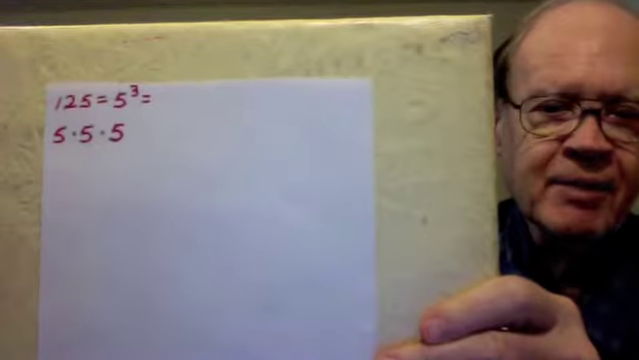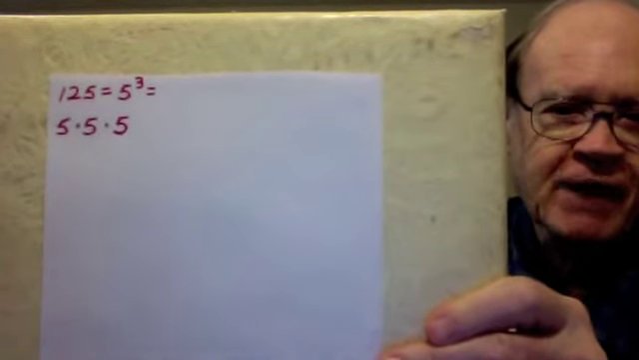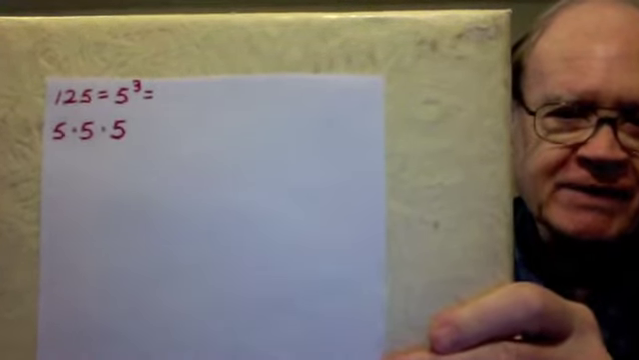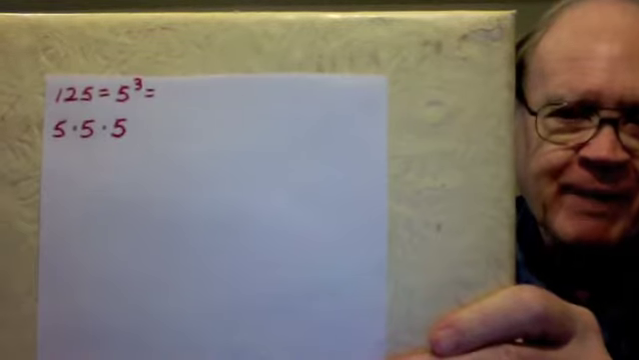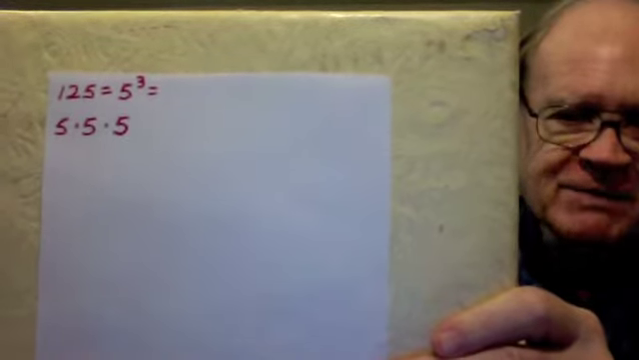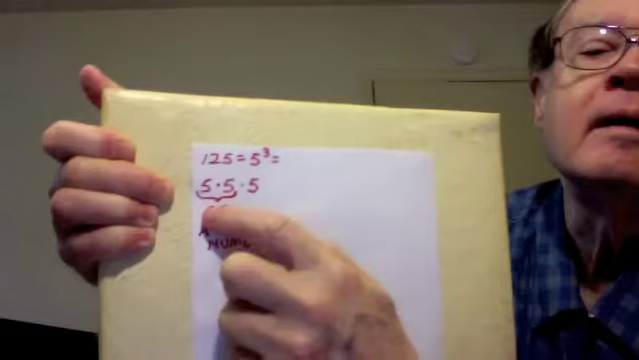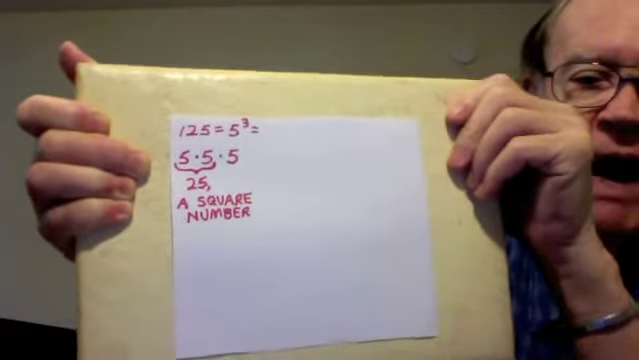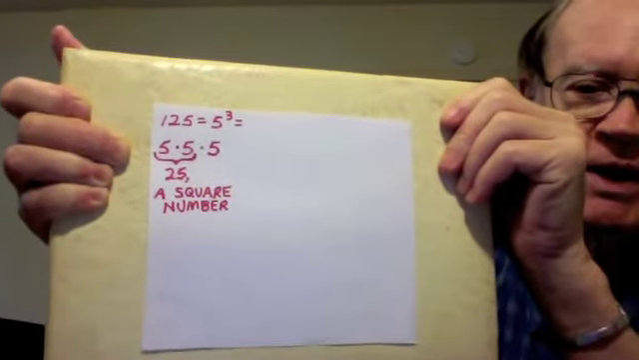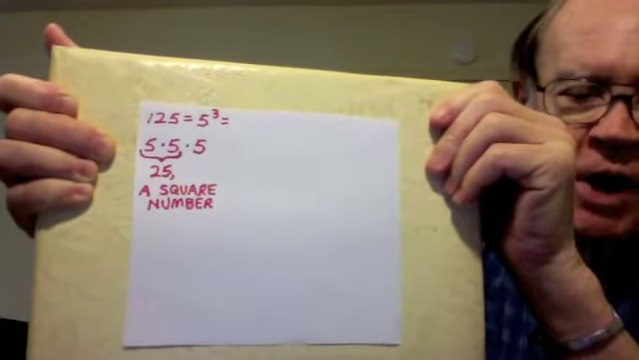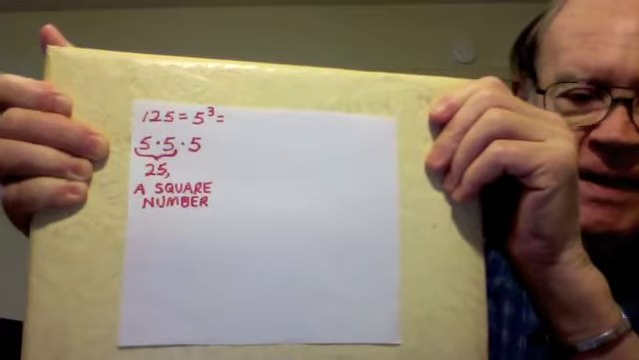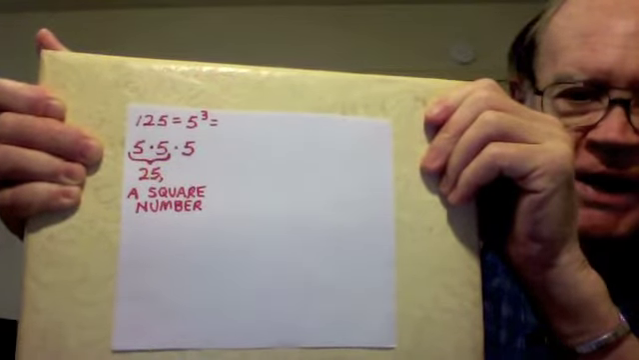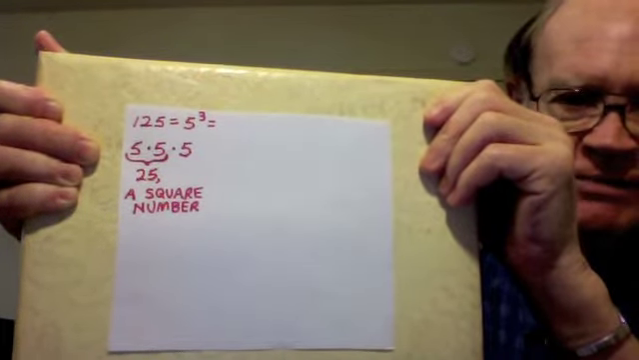Well, here's my analysis. A number that's a perfect cube, such as 125, that's 5 cubed, 5 to the third power, that means 5 times 5 times 5. This part of it, 5 times 5, is 25, and that's a square number. So first I'm going to focus on square numbers, and I'm going to focus on a geometric interpretation.